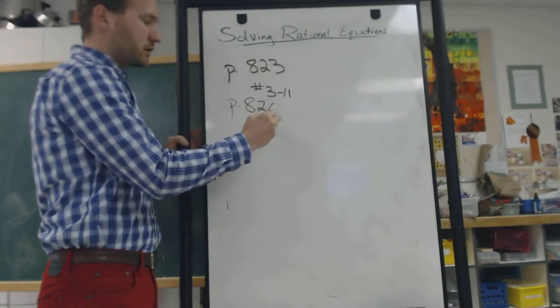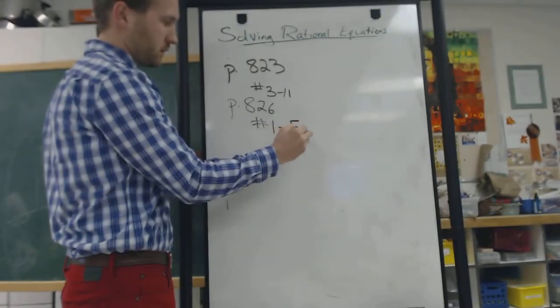And then, yeah, I will collect your homework. And then I'd like you guys to try page 826. This is kind of more review. Numbers 1 through 5. Okay? And that'll be your homework for tonight.